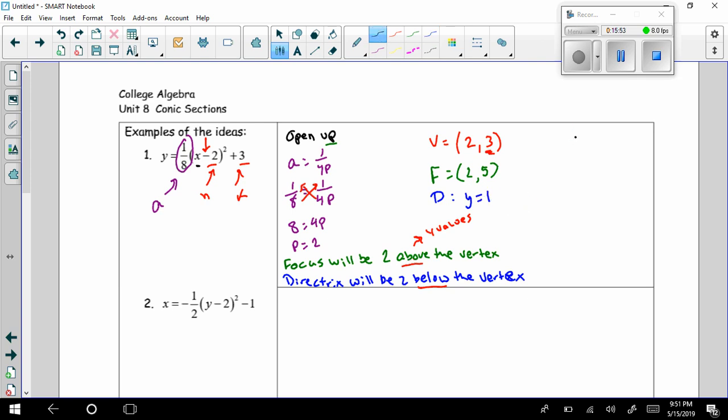Let's look at a visual of that, so maybe you can see that a little bit better. This parabola is open up from the point 2, 3, so we'll start by plotting our vertex. So here's our vertex here. It's 1/8, which means it's going to be fairly wide, but these are really just rough sketches. So here's your vertex.